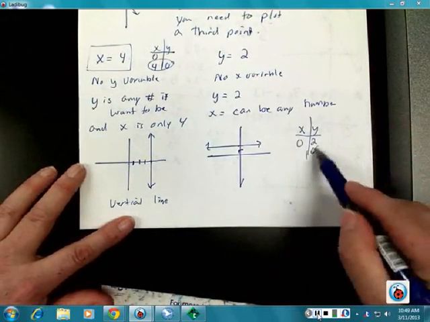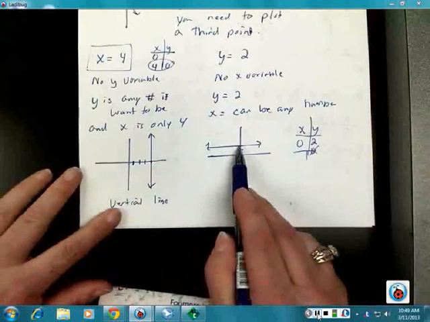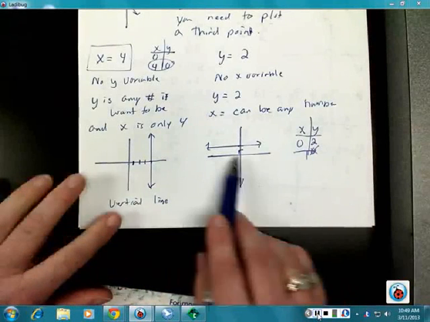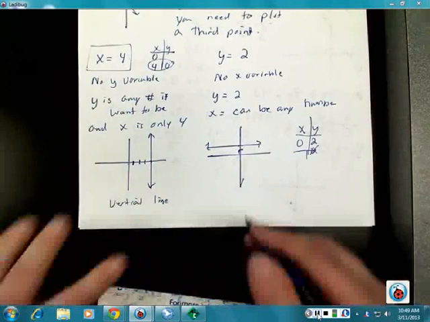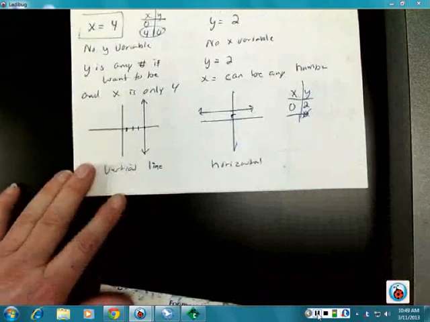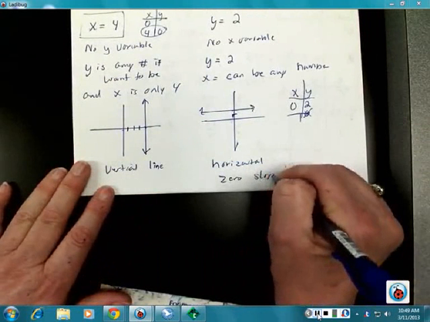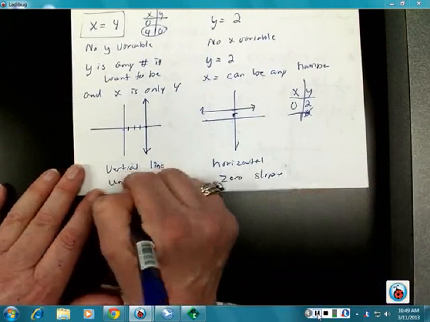It can never be 0, so I can't have an x-intercept at all. And so it's crossing the y-axis at 2. You've got to remember those, so this is horizontal. And as far as slopes go, this has a 0 slope. And this one has an undefined slope.